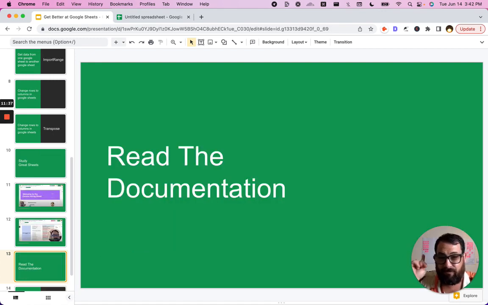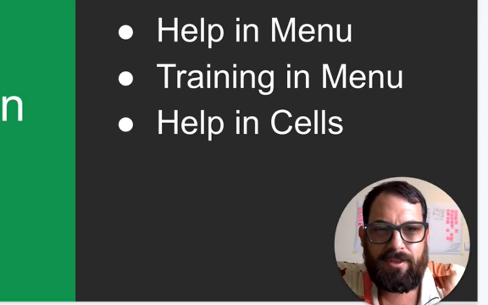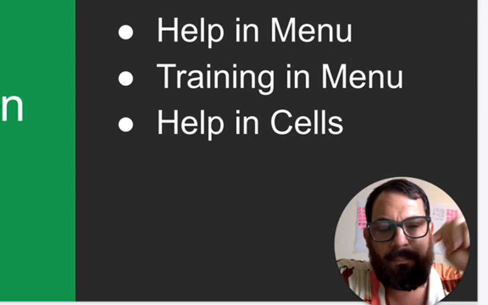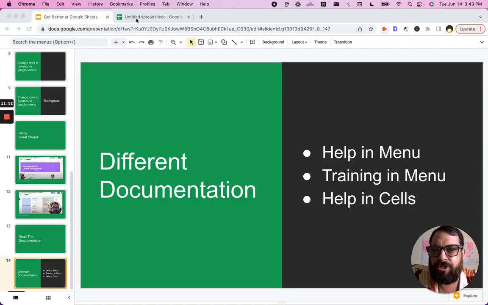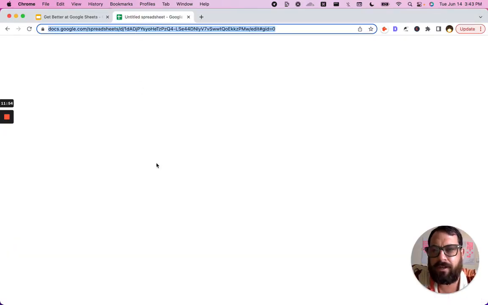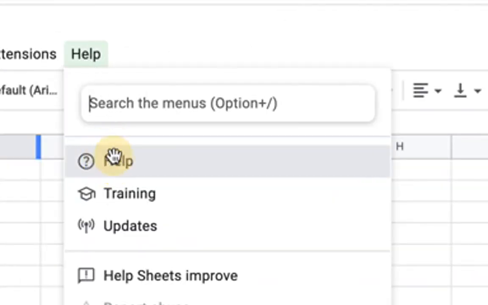Next, our third thing, read the documentation. There is different types of documentation, and it's all within Google Sheets itself. There are 3 types: help in the menu, training in menu, and help in cells. So I'll start a new sheet here, a brand new sheet. I just went to sheet.new. The first thing, go up to help, you click on help, and then you click on help. And what does that do?